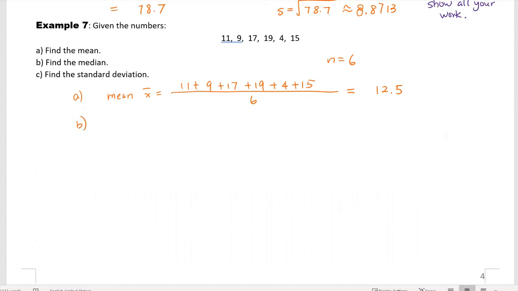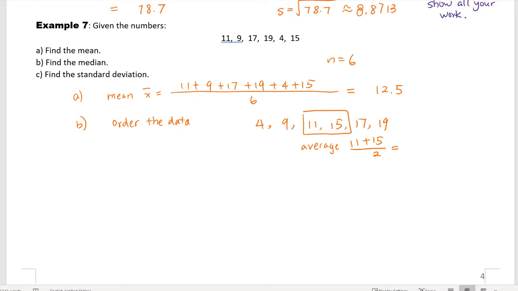Part B, find the median. Median, don't forget, we need to order the data from smallest to largest. Smallest is 4, and then 9, 11, 15, 17, 19. So we have the middle two. So the middle two, we want to take the average. So average is 11 plus 15, and then divided by 2. We get what? So that's 26 divided by 2, which is 13. So 13 is the median.